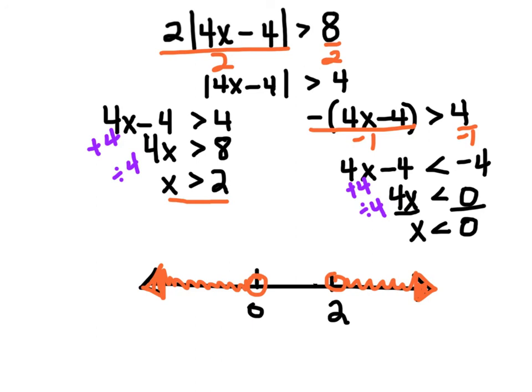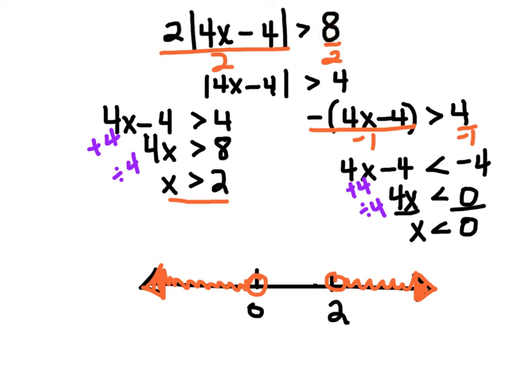Now let's try it. What if I actually were to pick 0? If I put 0 in here, I'd get -4. The absolute value of -4 is 4. 2 times 4 is 8. Is 8 greater than 8? It's not greater than, it's equal to. That's why I have an open circle. If I were to pick 3, 4 times 3 is 12, minus 4 is 8, times 2 is 16. The absolute value of 8 times 2 is 16, and that definitely is greater than 8.